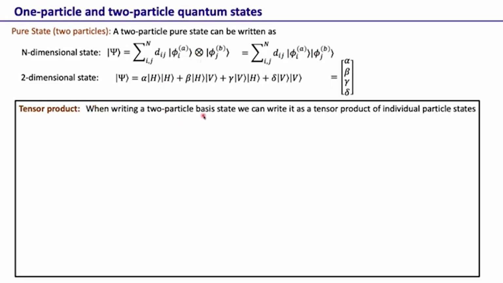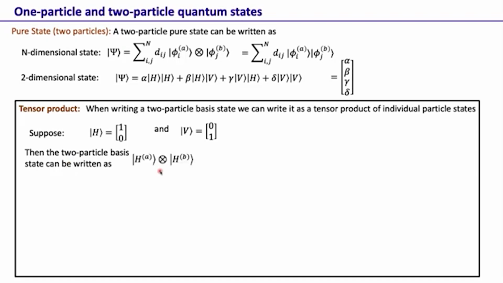When writing a two-particle basis state, we can write it as a tensor product of individual particle states. Suppose we have H, that is (1, 0), and V, that is (0, 1). This is a two-dimensional space, and that's also a two-dimensional space. Then the two-particle basis state can be written as H_A tensor H_B. That's the basis state corresponding to the first particle, which we call A, and H_B is the basis state corresponding to the second particle. Of course, this is horizontally polarized, so we need not write A and B; we can just write H tensor H. We can also just write it as HH.